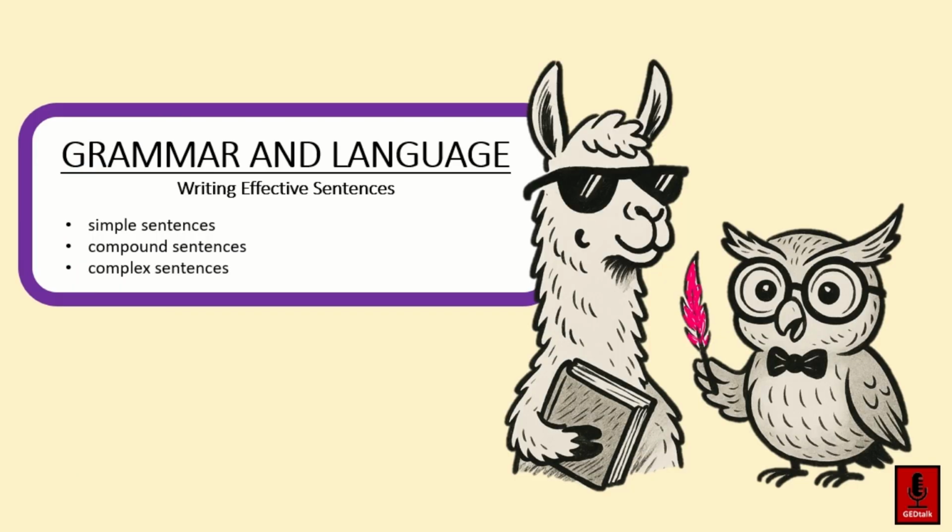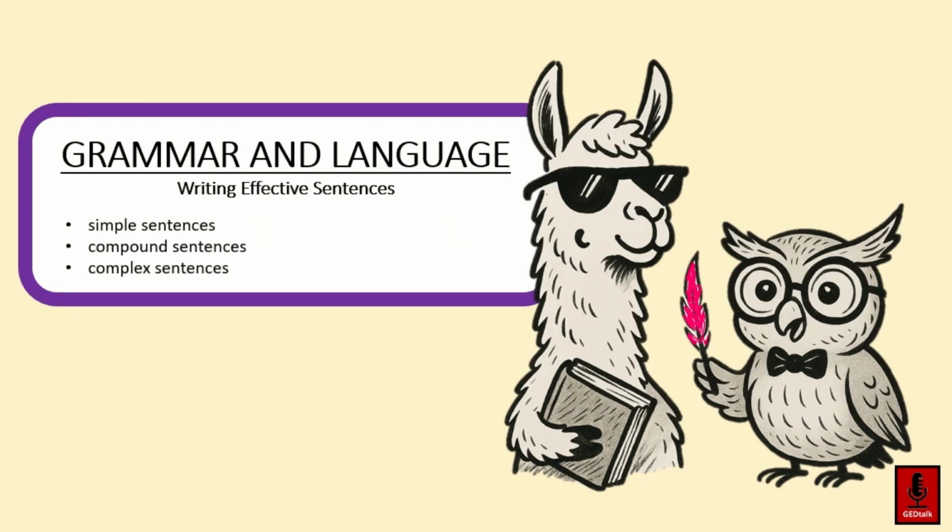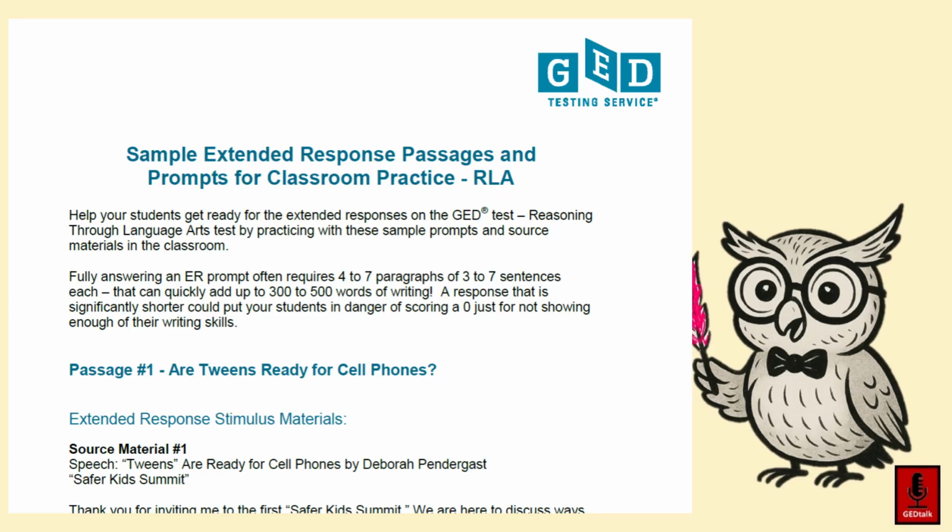remember that in order to get a simple sentence, you need to make sure to have a noun and a verb. Your verb has to match your noun, or your noun has to match your verb. So make sure you understand that concept before you jump into this video, where we're going to talk about actually writing these effective sentences. Not only will this help you on the multiple choice portion of the RLA exam, where you're going to be basically editing the sentences that they provide, but this is also going to help you out when it comes to the Reasoning Through Language Arts extended writing response.